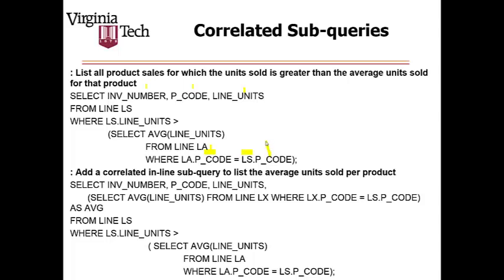You see how this attribute comes from the part of the query that is outside the subquery. That's what makes it a correlated subquery. When attributes from the outside statement are used inside the subquery, it is a correlated subquery.